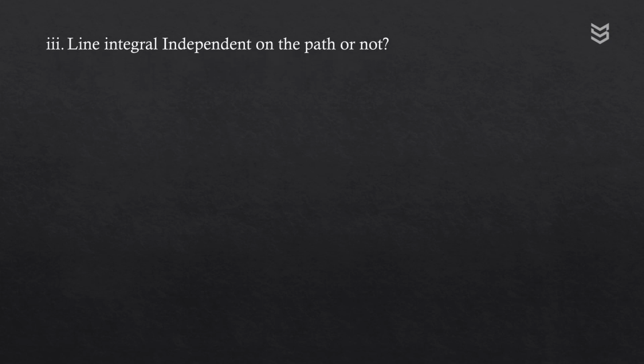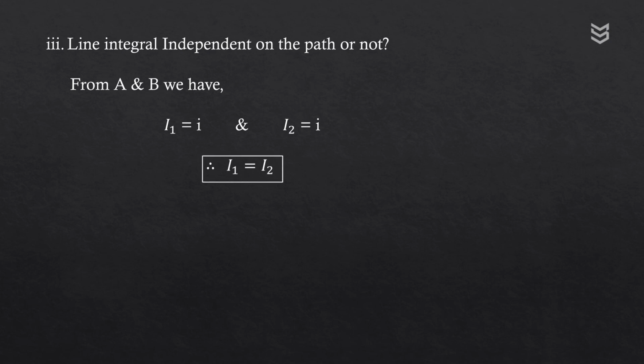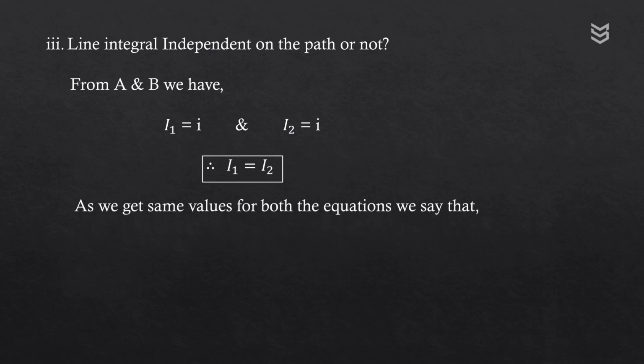We have to see whether our line integral is independent of the path or not. For that we compare the two line integrals. So here, from a and b we have I1 equals i, and I2 also equals i. Here, we see that I1 equals I2. Thus, as we get the same values for both the equations, we say that the line integral is independent of the path.